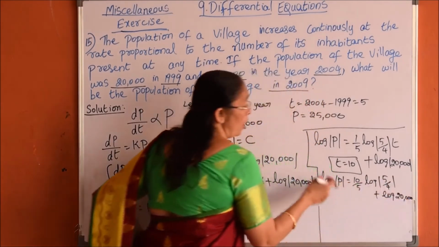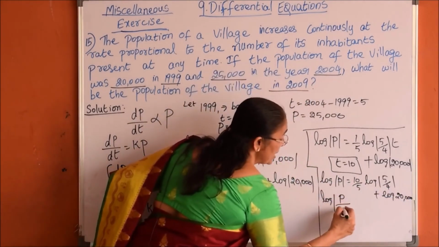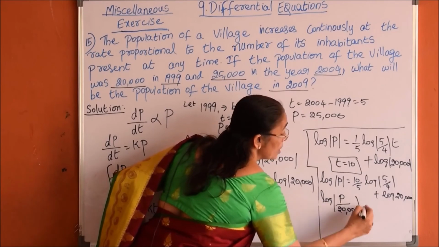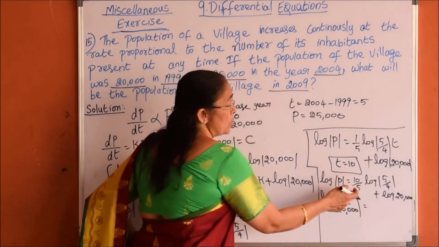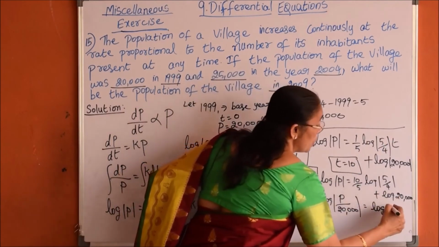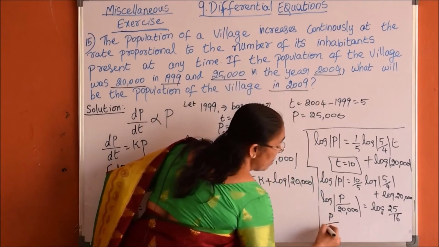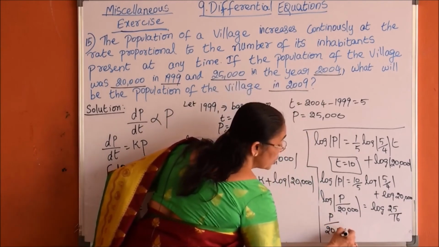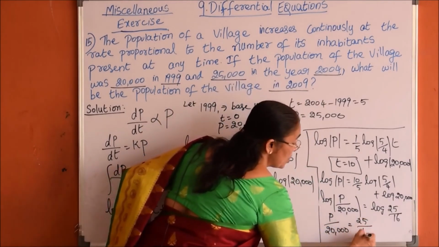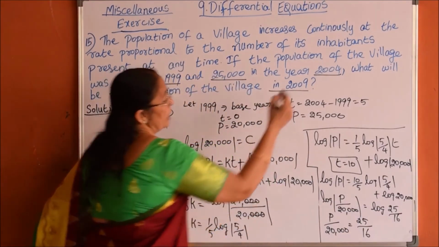We can bring this log 20,000 this side. So log mod p by 20,000 is equal to 10 by 5, which is 2. So log (5 by 4) whole square, which is log of 25 by 16, or p by 20,000 is equal to 25 by 16, which implies, let me write the answer here.